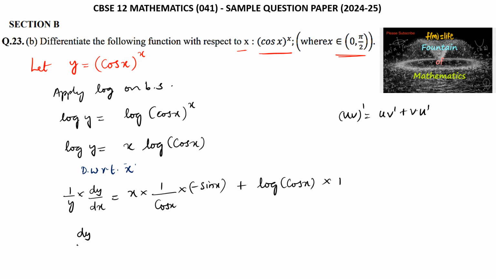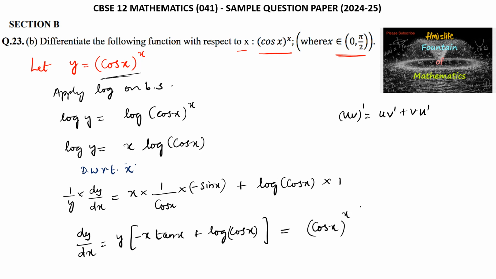So we can also write dy by dx is equal to y into, here x times sin x upon cos x is tan x, so minus x tan x, and here plus log of cos x. This can also be written, what is y? (cos x)^x, so we can write dy by dx is equal to (cos x)^x into log of cos x minus x into tan x. This is the answer.